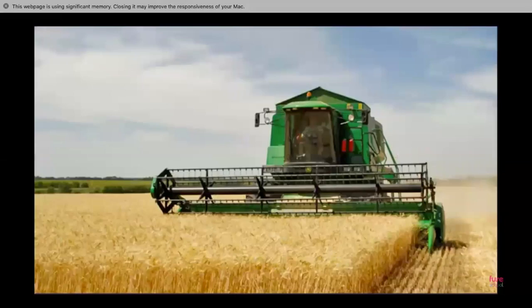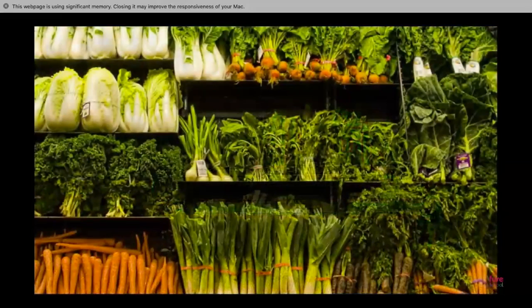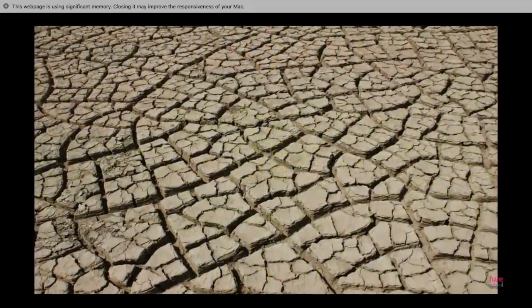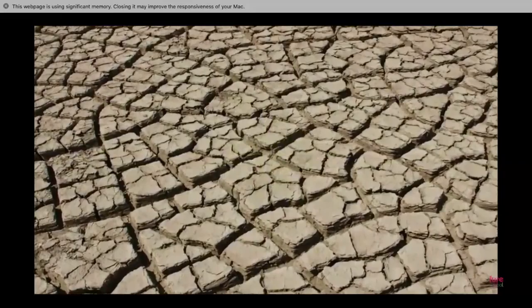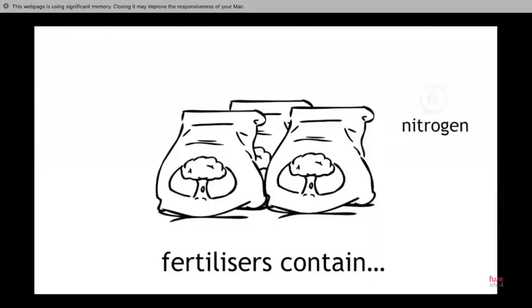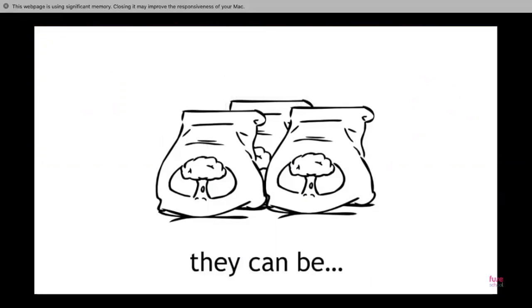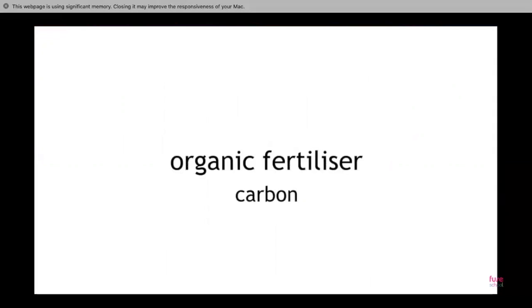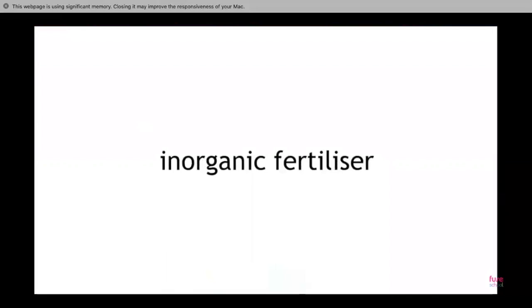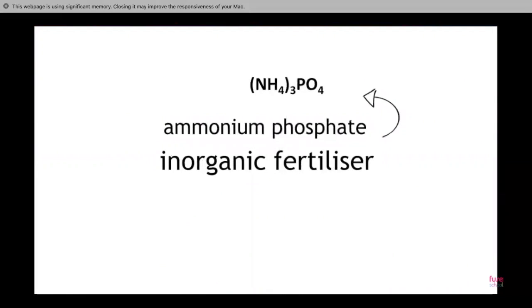But when we harvest crops and then take them away and eat them, we take the nutrients too. So after years of growing plants, the soil can't support crops very well unless we replace the nutrients using fertilizer. Most fertilizers contain nitrogen and phosphorus, though some contain other useful elements like potassium. They can be organic or inorganic. Organic fertilizer contains carbon, and an example of an organic fertilizer is manure. Inorganic fertilizers can take many forms, such as ammonium phosphate, which can be in a crystal or a powdered form.